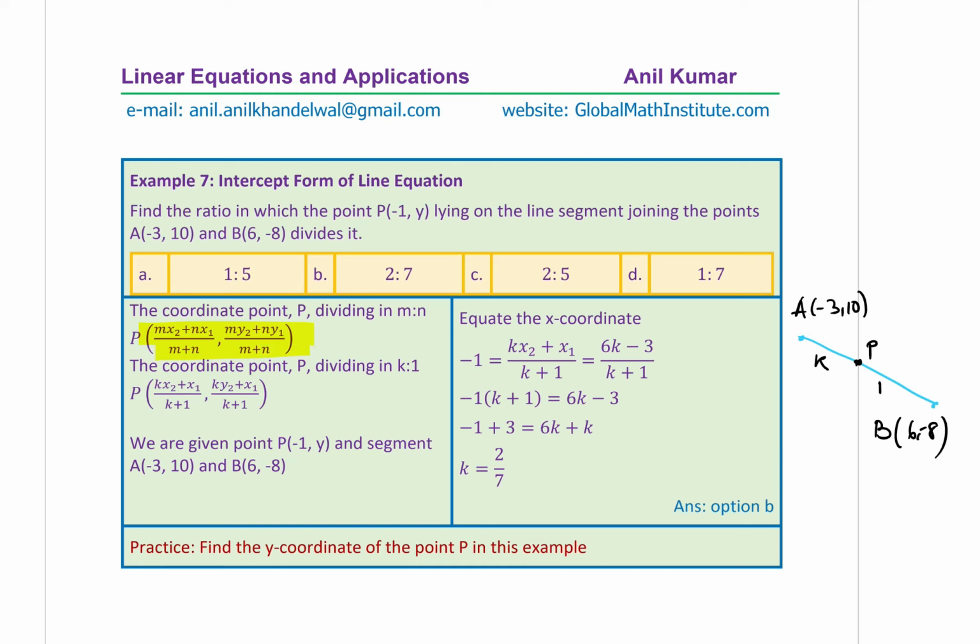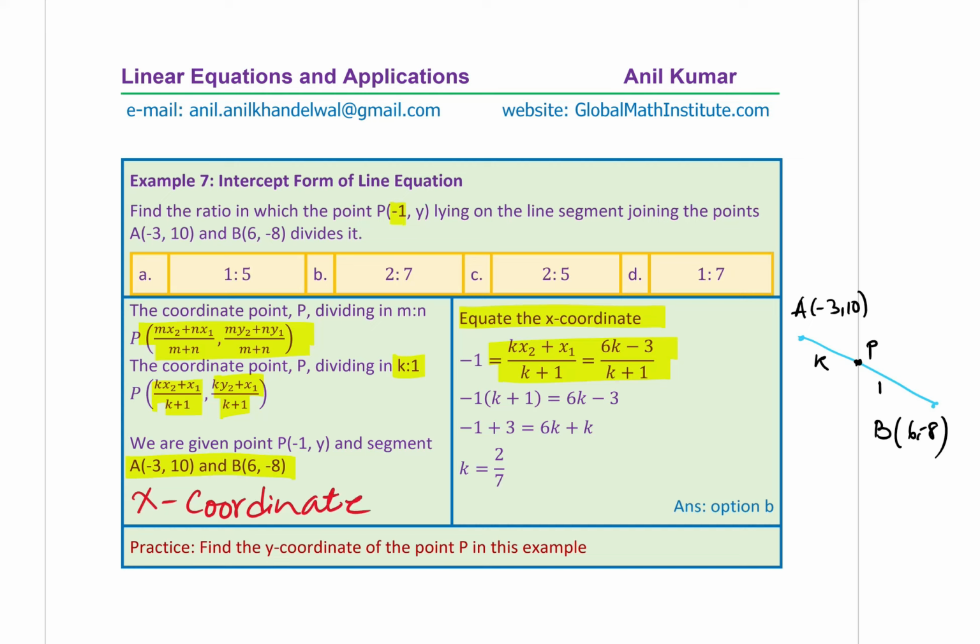Now, we're assuming that the point P is dividing the segment in the ratio of k is to 1. Then the formula changes to, instead of m we have k, and instead of n we have 1. So it is a much simpler formula to apply now. We know the values of x1, y1, and x2, y2. We can substitute these values in the formula, and we also know that the x value is minus 1. So why not only work with the x coordinate? Right. So since we have to find the x coordinate, only work with the x coordinate.